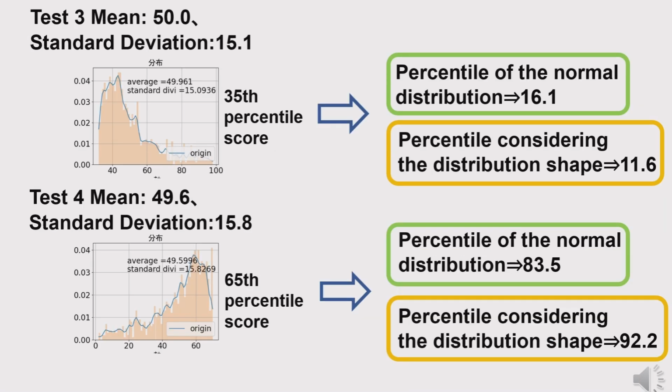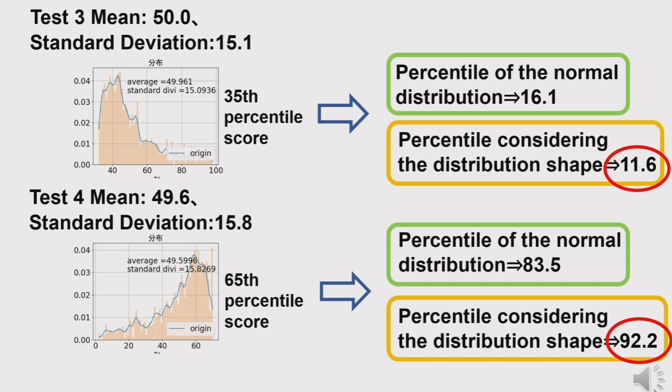For tests 3 and 4, we looked at distributions with bigger skew. Both datasets have an average around 50 and a standard deviation of about 15, so a score of 35 should be around a deviation score of 40, and 65 should be about 60. Percentiles using normal distribution, 35 16.1%, 65 83.5%. Percentiles using the kernel tool accounting for actual shape, 35 11.6%, 65 92.2%.